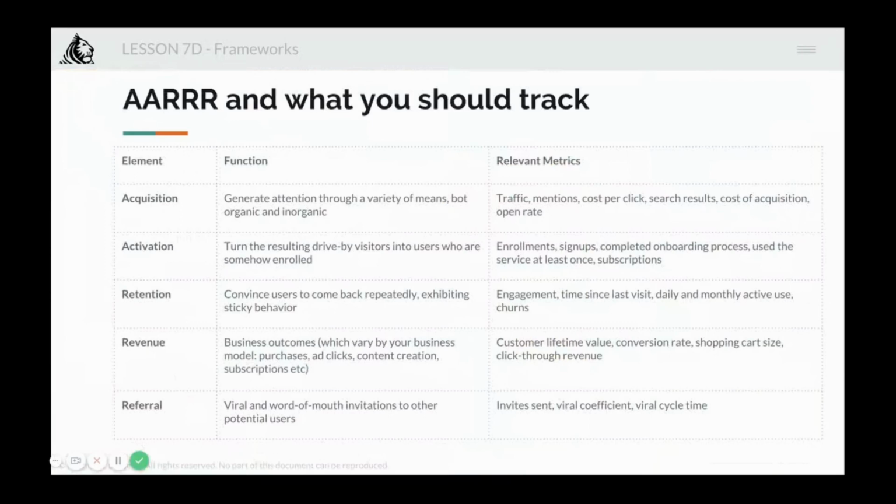Similarly, there is retention. You convince the users to come back repeatedly. The relevant metric is engagement. You will define some specific KPI to measure that engagement: time since last visit, daily and monthly active users, churn, etc. Then the revenue, and then finally referral.